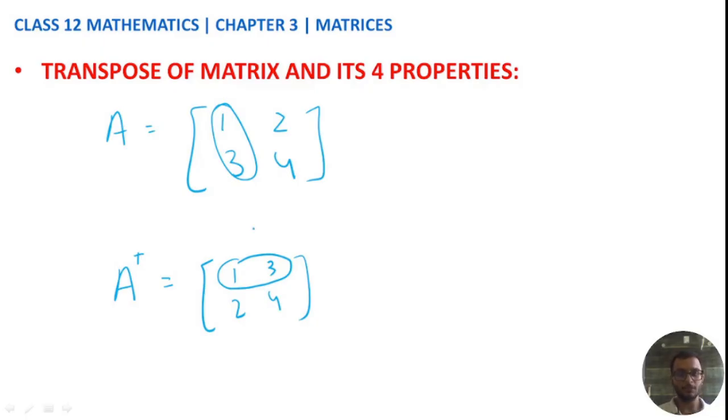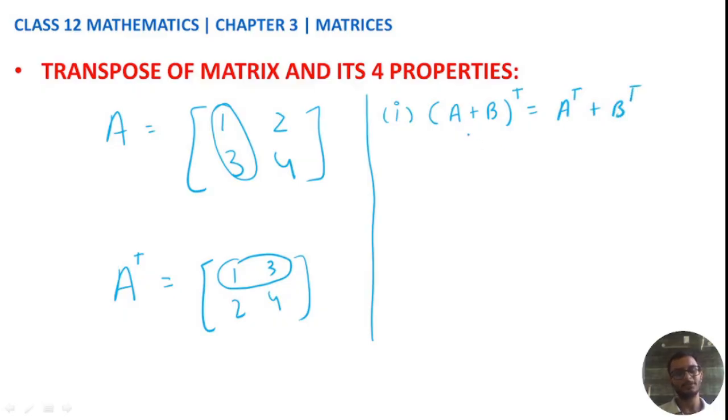So it has 4 properties. Which 4 properties are there? Let me try to recall. If you are having two matrices A and B, and you are adding them, first of all, to add them they should be of the same order. If you add them and take their transpose, it is the same as taking their transpose and adding them. You should try to remember this property.